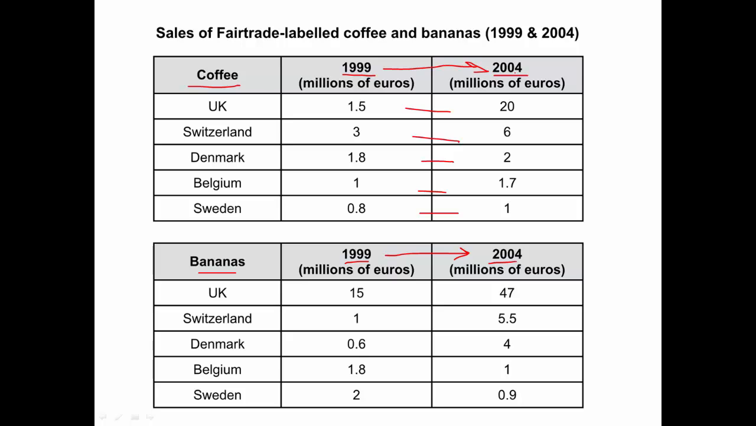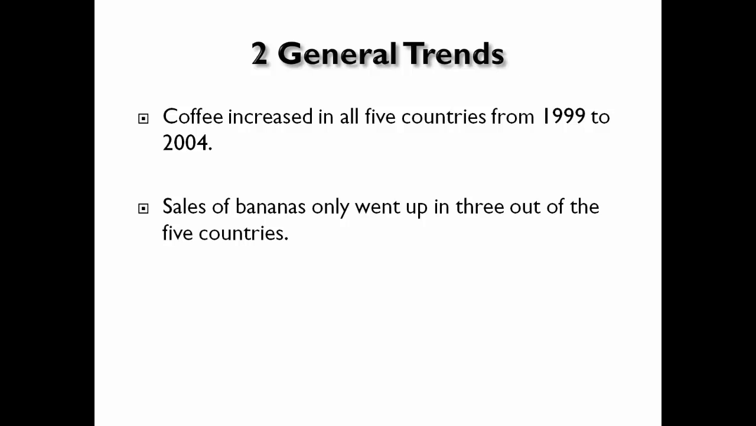The purpose of this is to show the difference between 1999 and 2004. Again, the purpose of this is to show the difference between 1999 and 2004 for bananas. So increase, increase, increase, slight decrease, and slight decrease. So our second general trend is most countries. There's 3 out of 5. Most countries for bananas also increased. So there are two general trends for the table. Coffee increased in all 5 countries, and sales of bananas only went up in 3 out of 5 countries. Or you could just say sales of bananas went up in most countries.